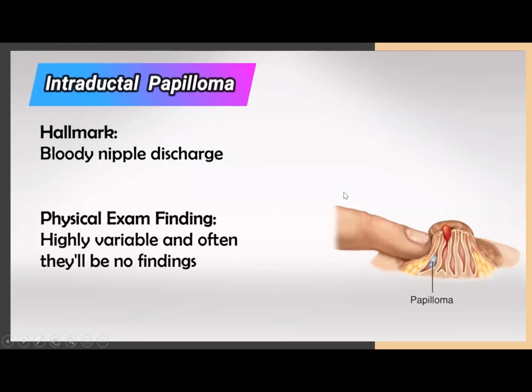Okay, and another one is intraductal papilloma. Bloody nipple discharge. When we press the nipple, blood starts to come out. Physical exam is highly variable and often there's no finding. So some blood comes out, then it stops. Tomorrow you can see slightly blood come out. So it keeps on coming out. Every time it comes out, it's like new blood coming out.